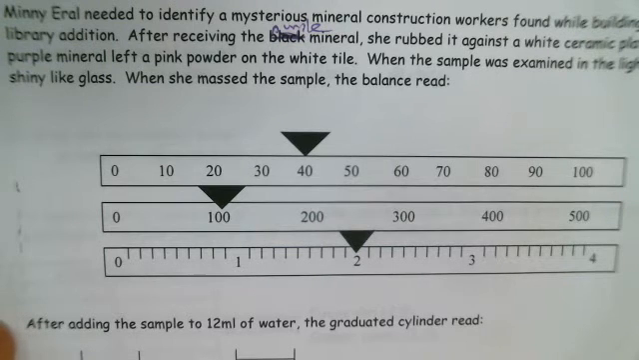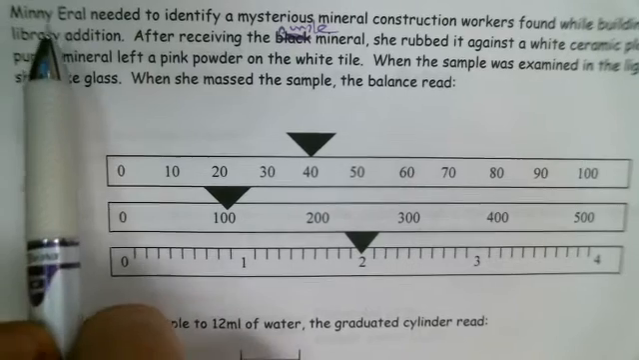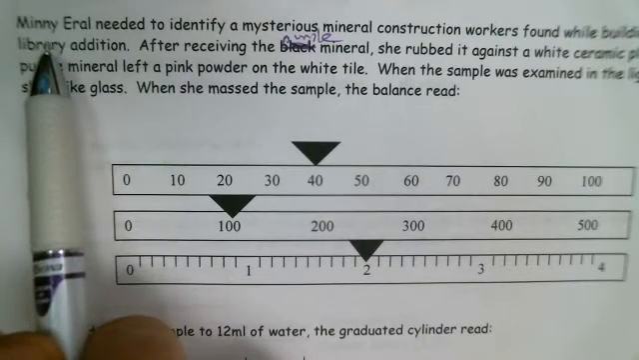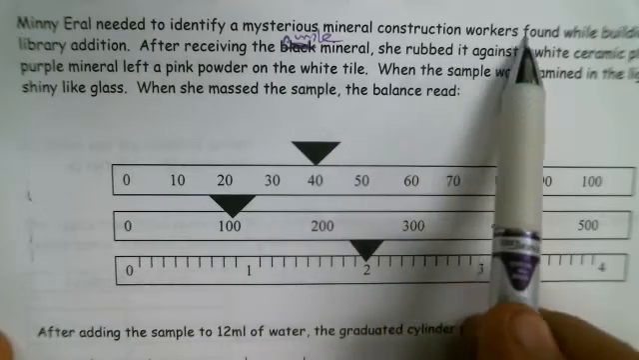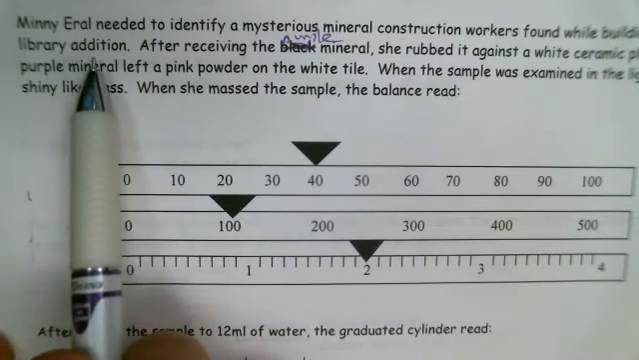This is day 65 review for the rock and mineral test. We are on the third page, starting off with question 18. At the top of the page here, we have a situation described to us. Minnie Earl needed to identify a mysterious mineral construction workers found while building Grant's Library Edition.